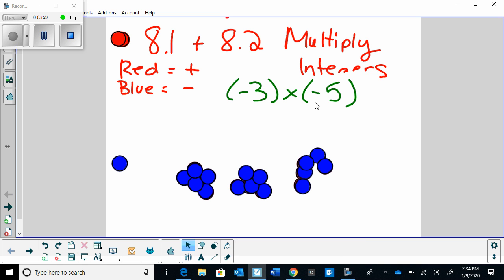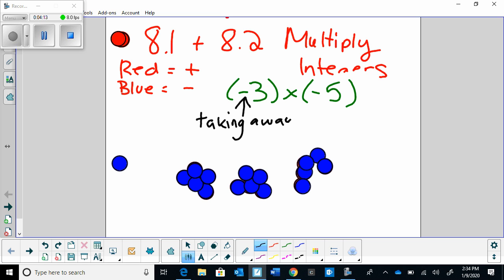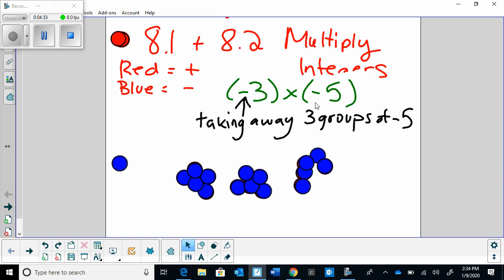When we look at negative 3 times negative 5, we have to make the sentence first. Because this value is negative, I'm no longer adding 3 groups, I'm taking away 3 groups. And it's no longer positive 5, I'm taking away 3 groups of negative 5. If this were a positive 5, I could have done it the exact same way, except I'd take away positive 5. But the thing about taking away is I need to start with something.